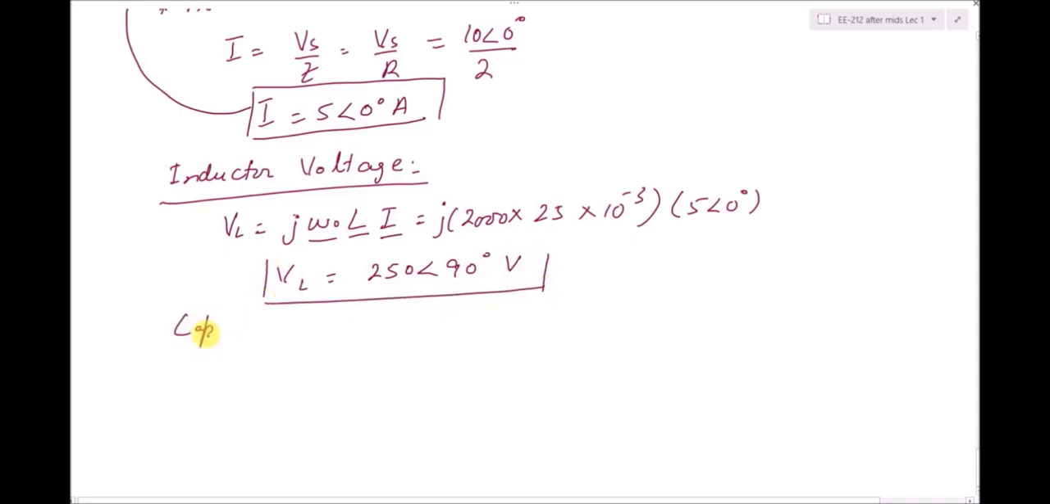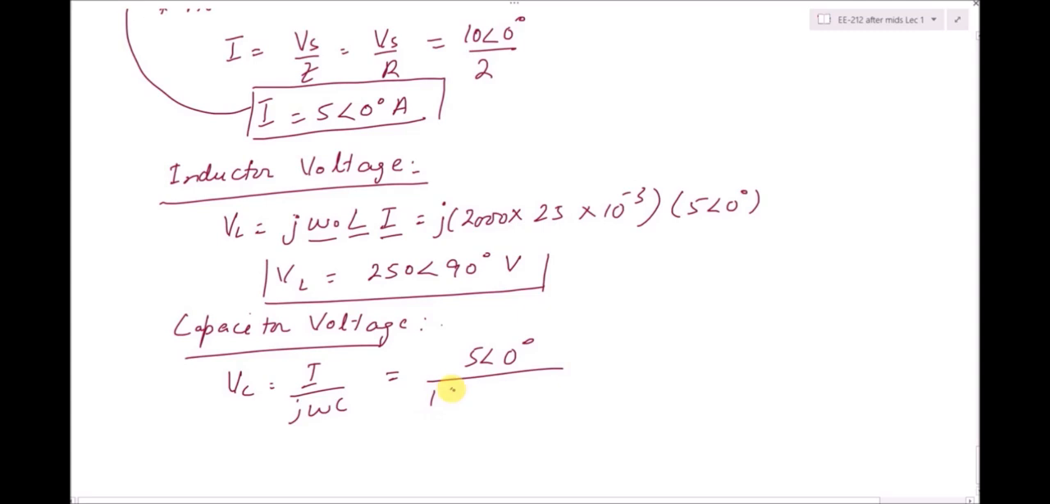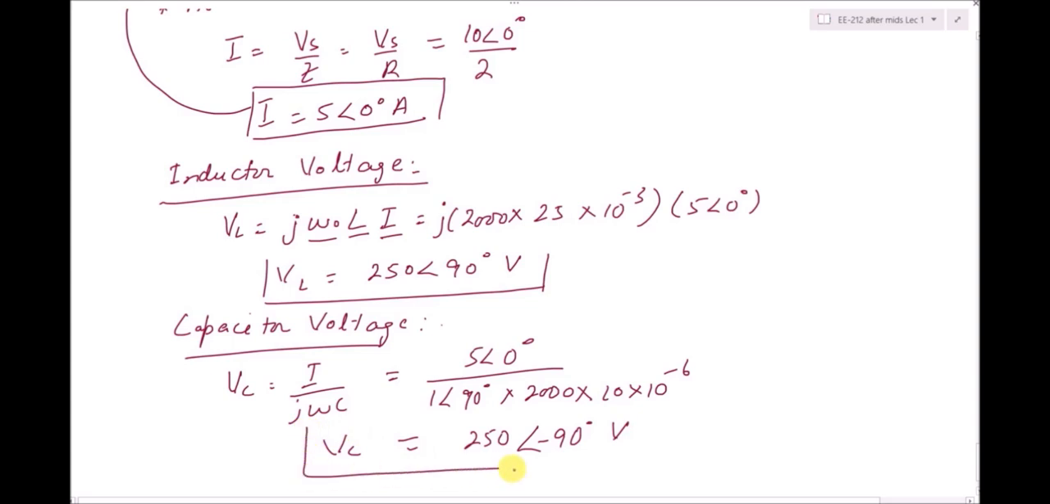Similarly for the capacitor voltage, we have VC, and VC is equal to I over j omega C. So it will be again 5 angle 0 over 1 angle 90 into 2000 into 10 microfarad. So this will give you VC, which will be equal to 250 angle minus 90 volts.